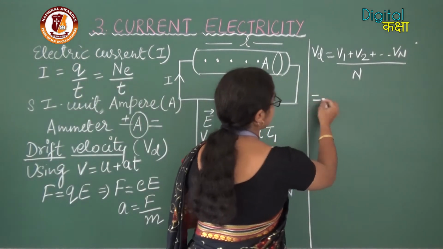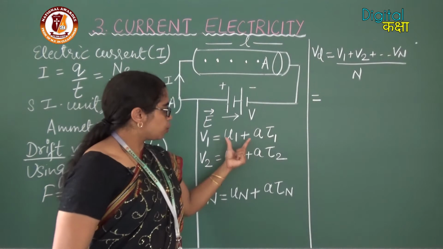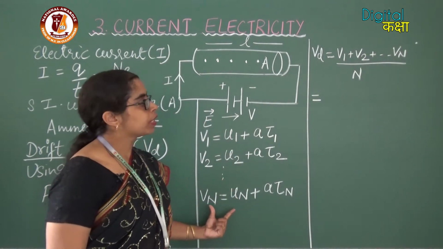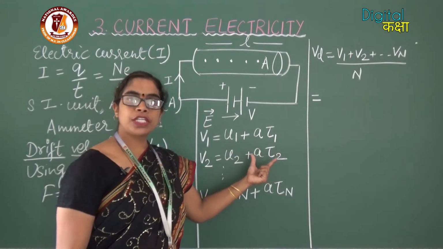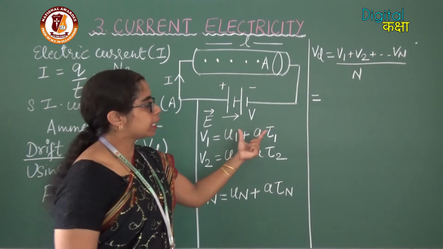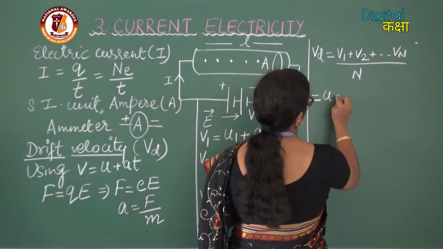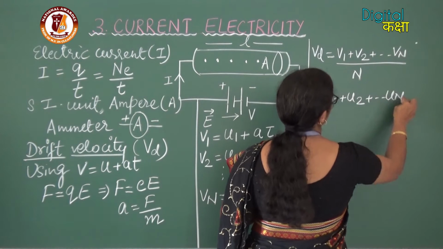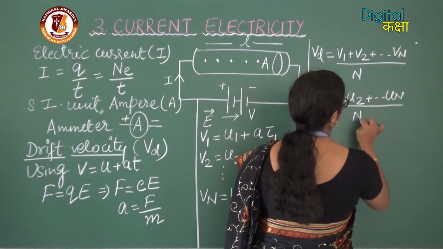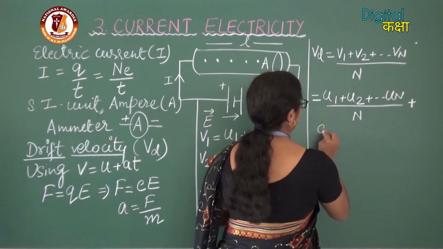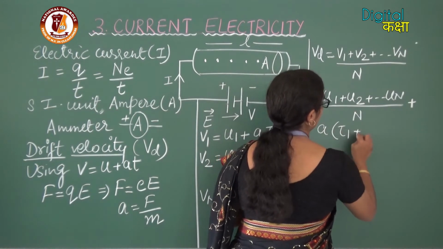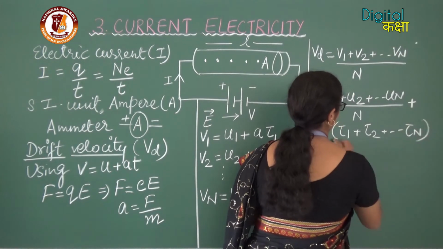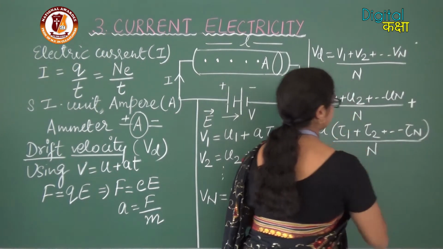Here, after this step, I will substitute the values of V1, V2 up to Vn from here, and with the separation of the terms, I can write this equation in this manner, that is u1 plus u2 up to un upon n, plus a into tau 1 plus tau 2 up to tau n upon n.